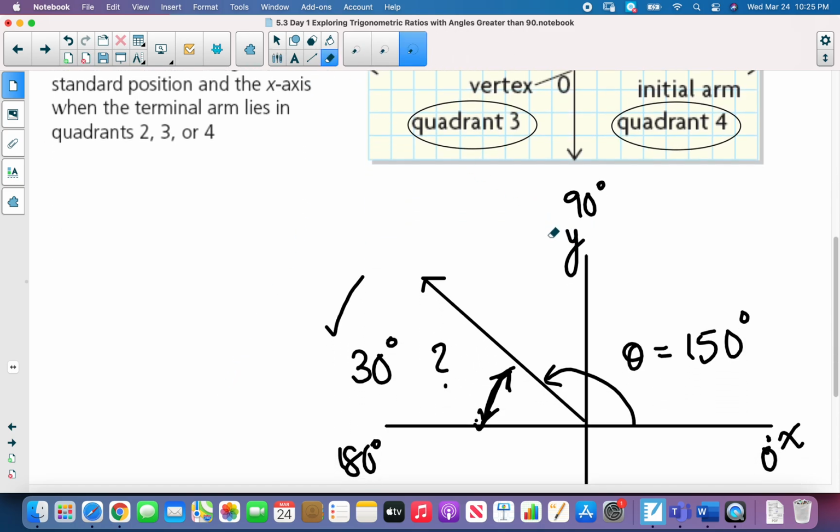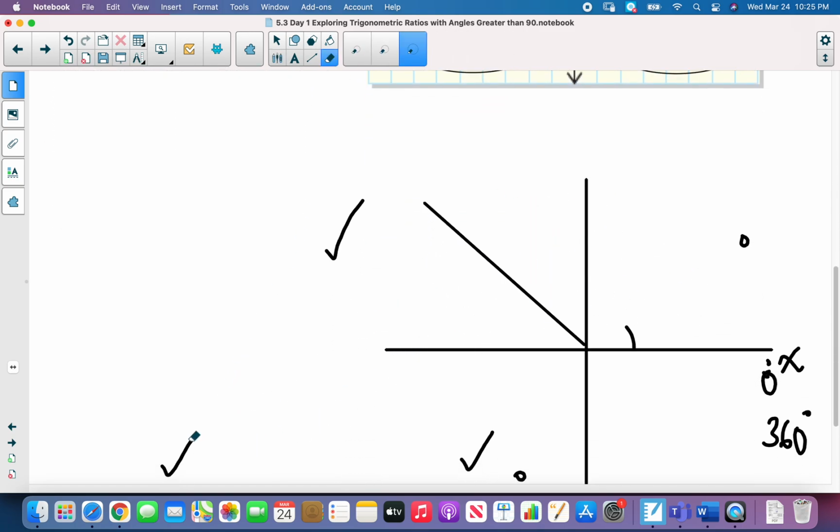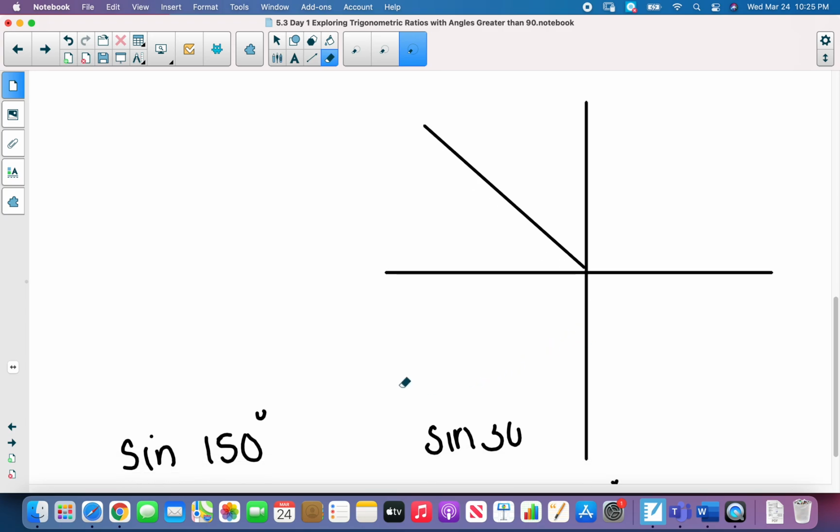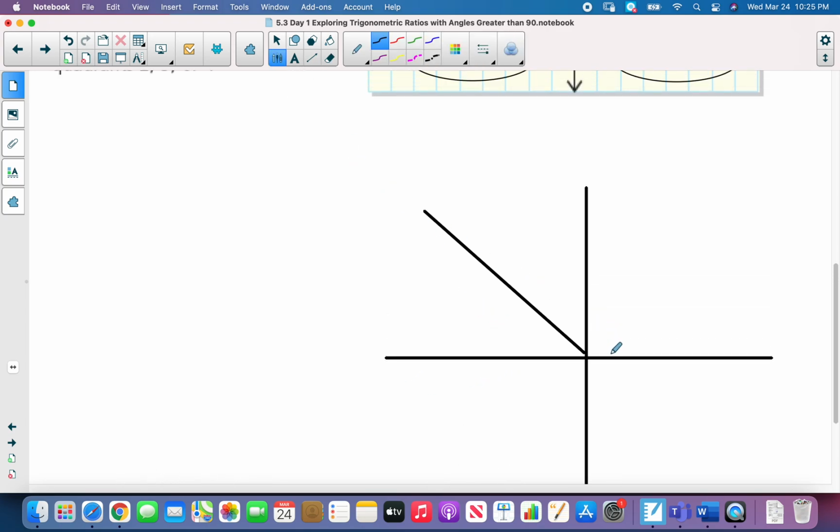Let's say we have an angle theta between the initial arm here and the terminal arm here, and this angle is 150 degrees. So it's greater than 90. This is our 0 degrees. This is our 90 degrees. This is 180 degrees. So 150 is between 90 and 180. So this is quadrant 1, this is quadrant 2, this is quadrant 3, this is quadrant 4. You can see that the terminal arm is in quadrant 2.